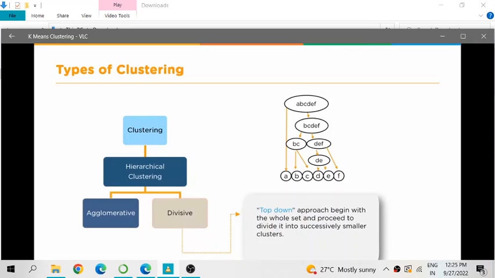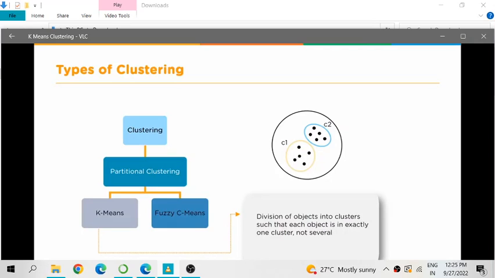So likewise the entire cluster will be divided further, and finally we will get each and every sample as an individual cluster. That is the final result of divisive clustering. We'll have multiple groups in divisive clustering, and a single group in agglomerative clustering.